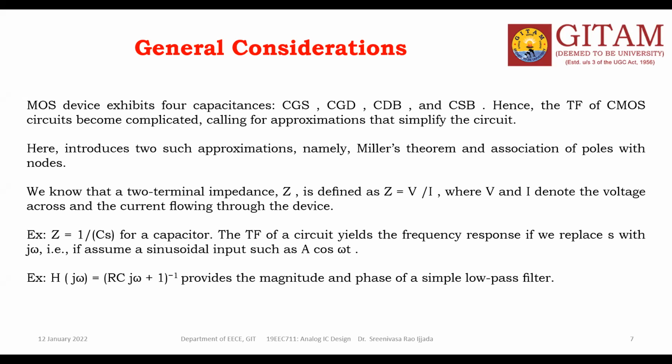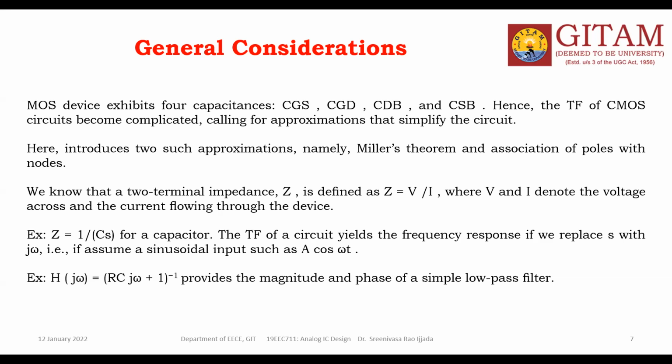The concept of Miller's theorem is, suppose you take any two terminal device whose impedance is Z, with current I flowing and voltage V across the Z. Then this two terminal device Z can be replaced using Miller's theorem. Z is any two terminal impedance, so it may be a resistor, inductor, or capacitor. If it is an inductor, the Z value is Ls. If it is a capacitor, 1 by Cs is the impedance value. If it is a resistor, simply Z is equal to R.